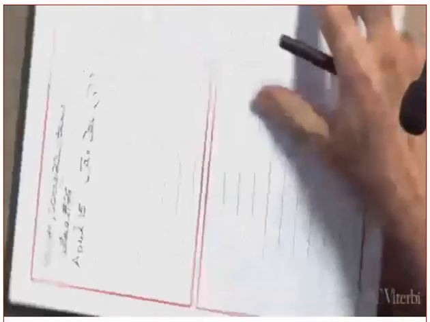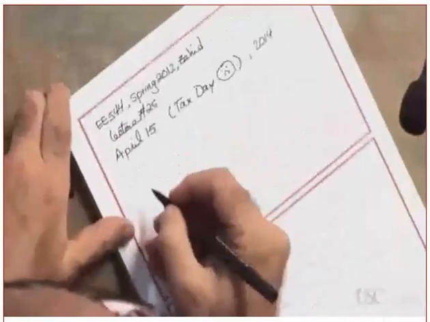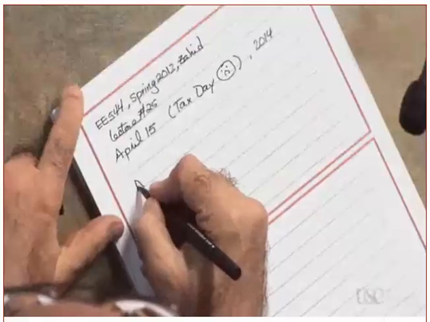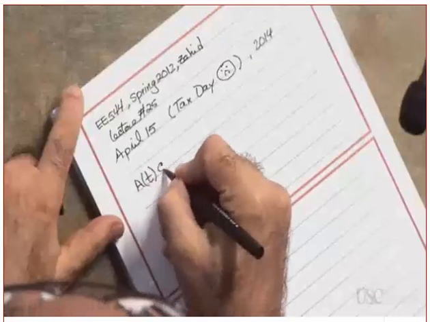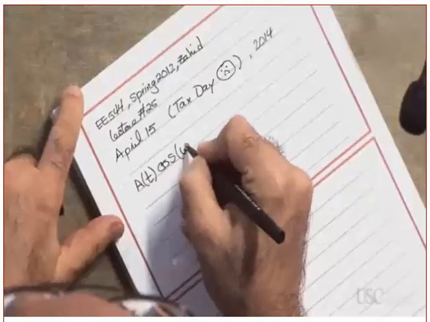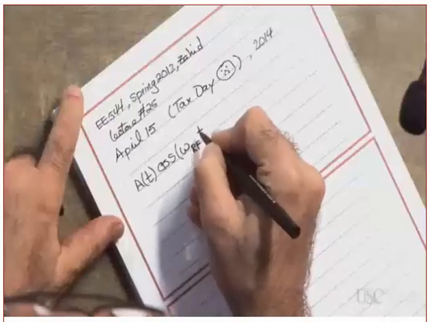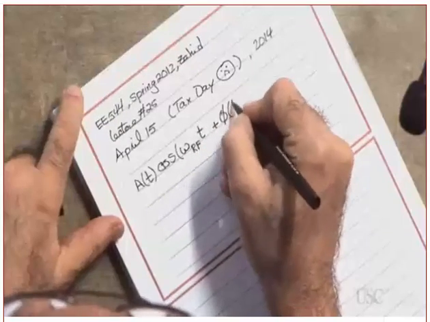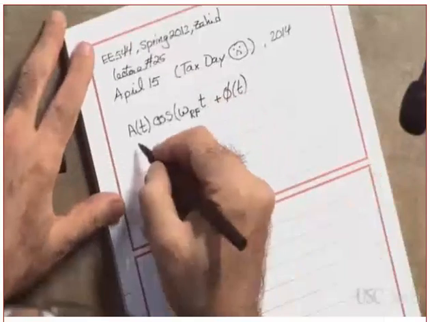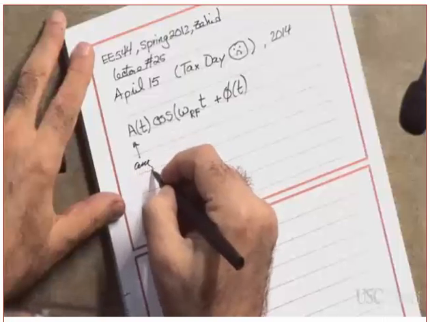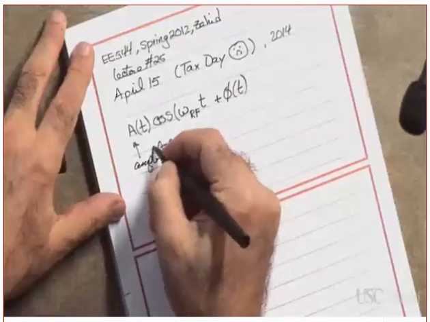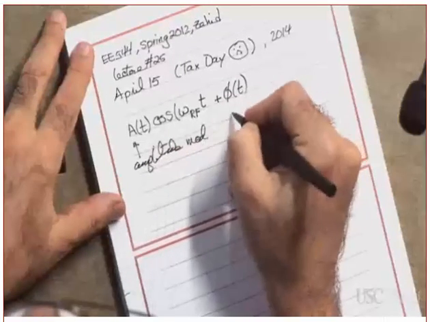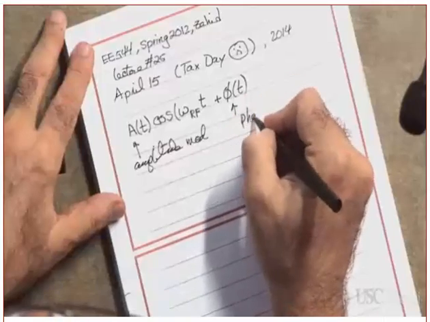Okay, I need you to understand this. When we do have the modulation here, let's assume it's A of t cosine of omega RF t plus theta of t. This is the amplitude modulation. This is the phase modulation.